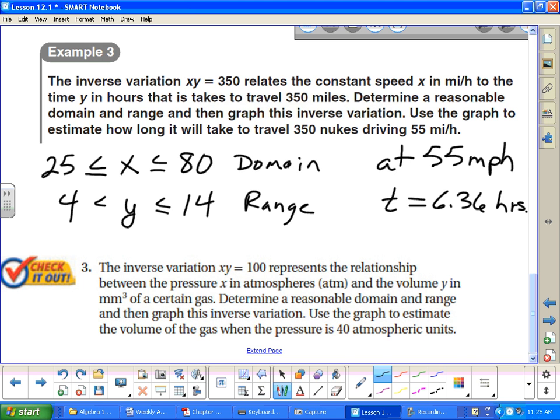All right. So you have some questions where you're going to have domain and range involved in them, so you'll have to do a little work with them.